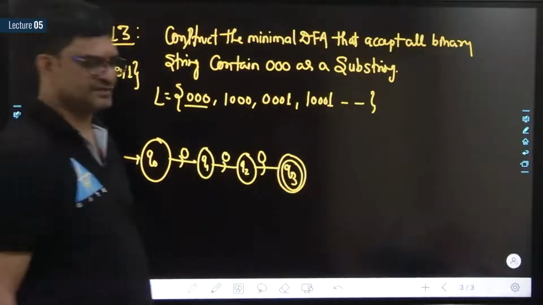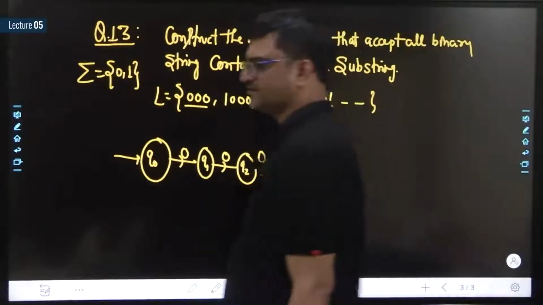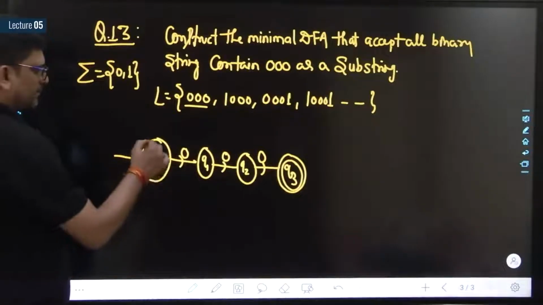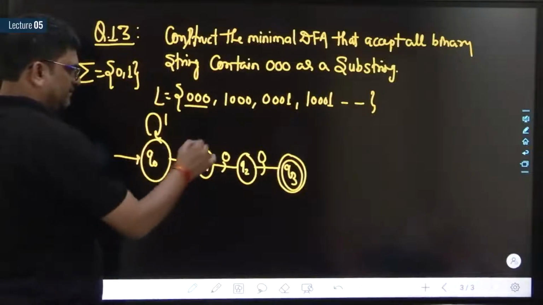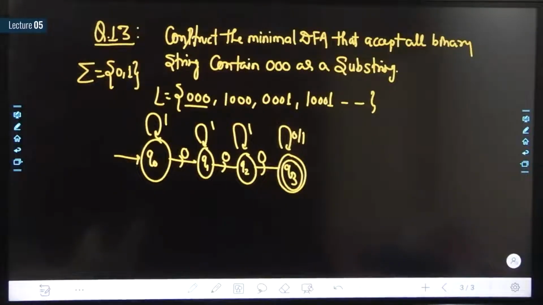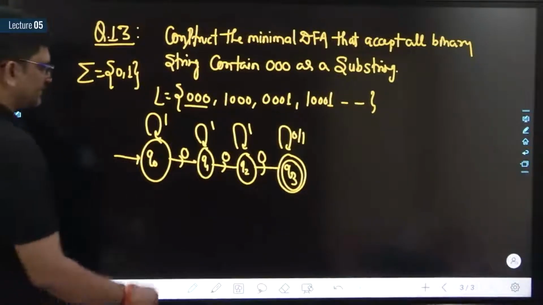Make this skeleton into a DFA. 1, 1, 1, 1, 0, 1. This is our DFA. Please check. Is it correct or not? No. Why? Please check.